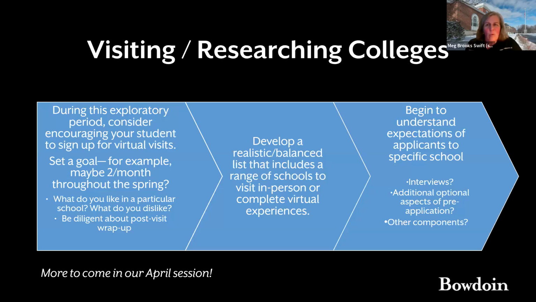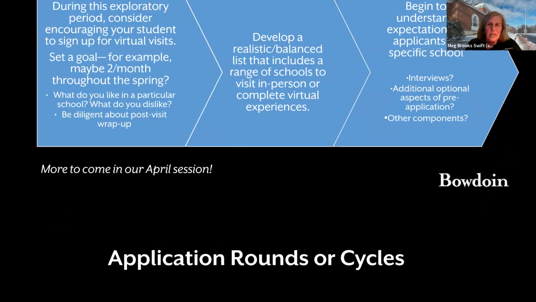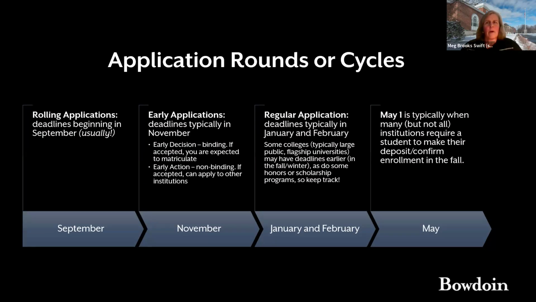So after you've cast the net wide on virtual visits, you can begin to narrow this list down and create a much more realistic and balanced list for in-person visits. So as you begin to identify these schools, you will want to start looking a little deeper to begin to understand the different expectations for a school's applicants. And so we'll talk more specifically about that in our April session, but I did want to give a more generalized outline of what you can expect in terms of application deadlines and notification timelines.